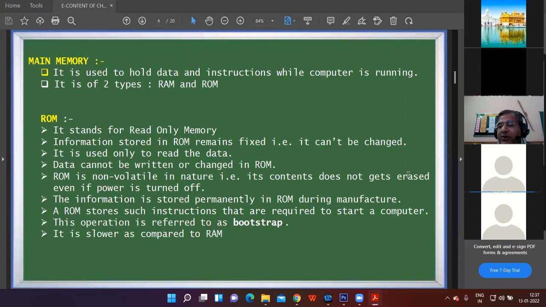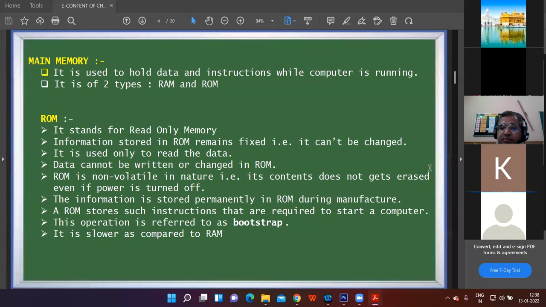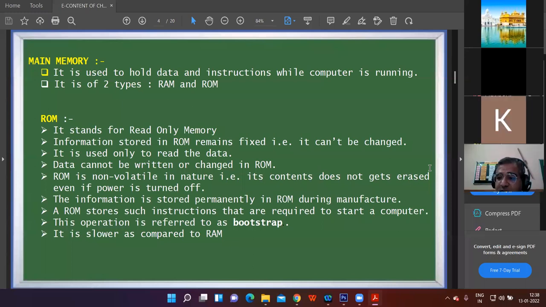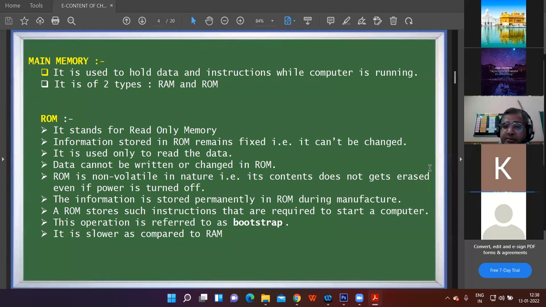Okay. What is the full form of ASCII? Yes, Kanish. Sir, American Standard Code for Information Interchange. Okay. What is the full form of Unicode? Yes, Dhwani. Sir, Universal Code. Okay. All right.